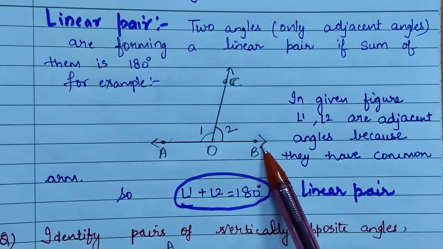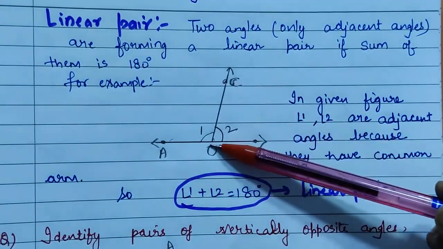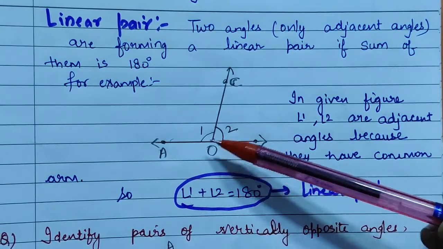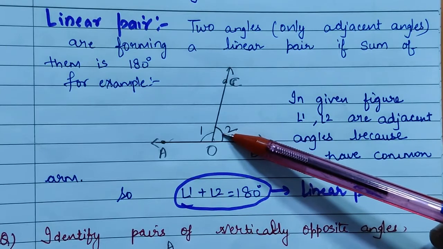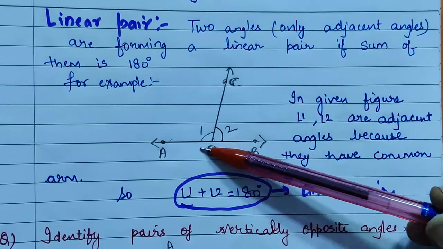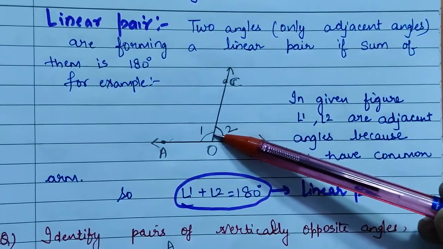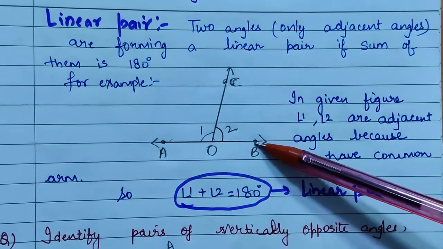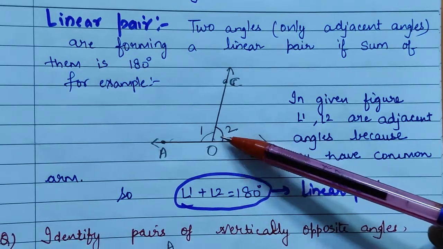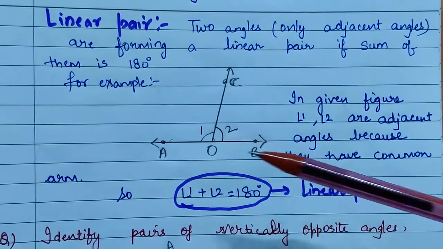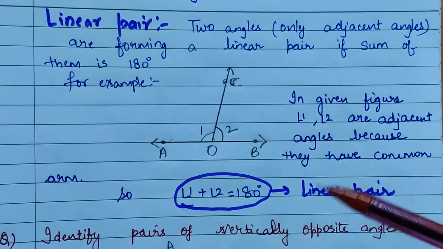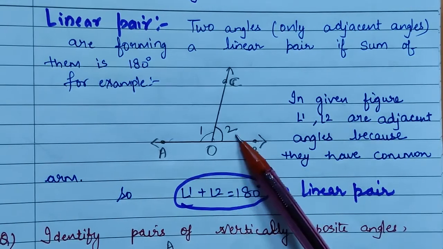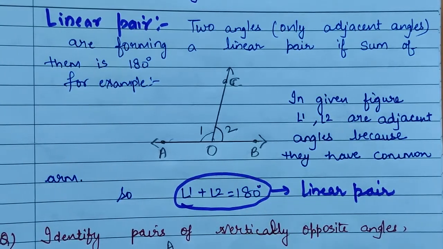Now let us discuss the linear pair. Suppose we have a straight line and one more line is falling on it. Now two angles are forming here and these two angles are adjacent angles also. And they are forming a linear pair. Pair means two. Linear means on a straight line. So their sum will always be 180 degrees. So this is a linear pair when the sum of the pair of two angles is 180 degrees.